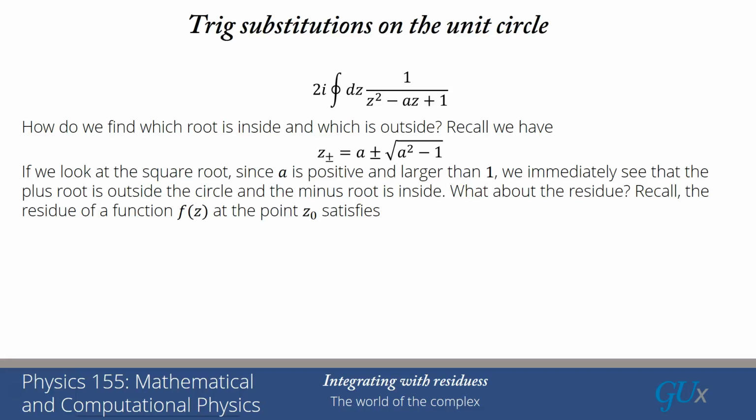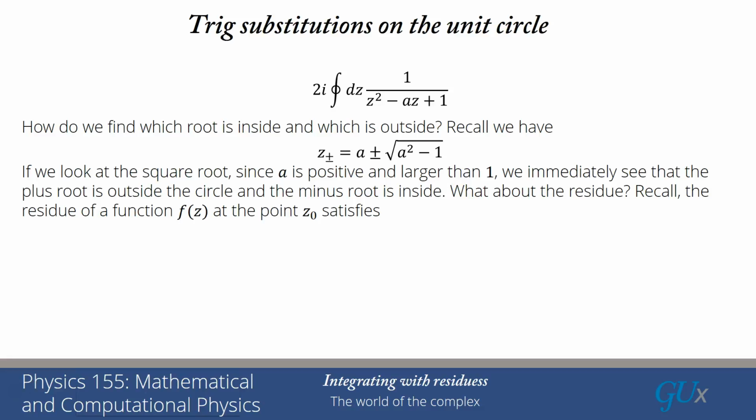If I use the minus sign, I'm taking a and subtracting a number that is close to a, but slightly different. That is going to give me a root that lies inside the unit circle. All right, so we know that z minus is the root that lies inside the unit circle. How do we find its residue?